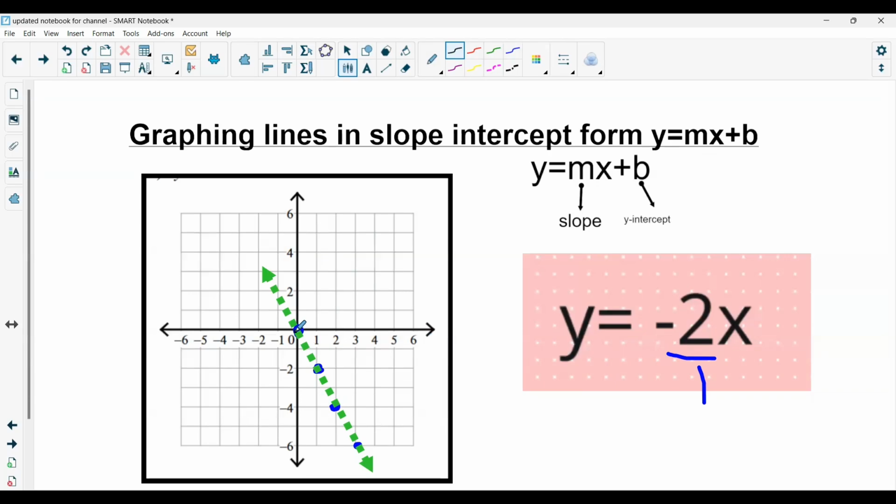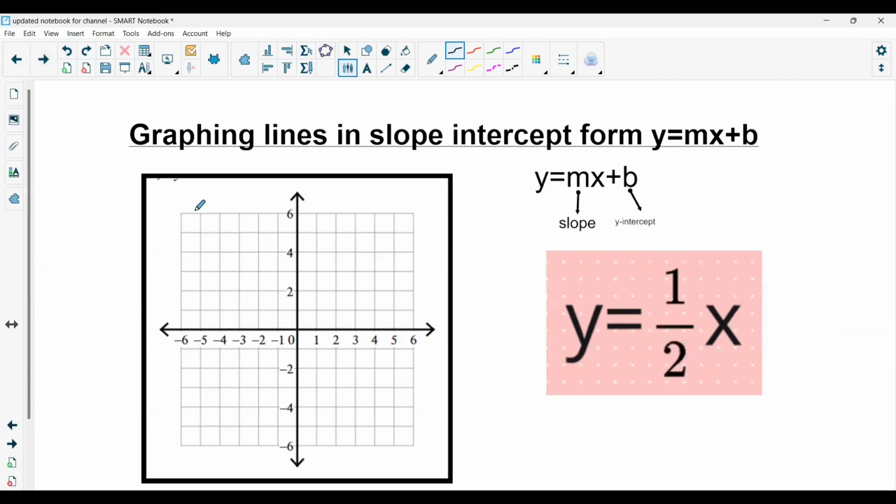Our y-intercept is 0 because we don't have a number back here. So we started at the origin. And our slope is negative 2 over 1. So let's go down 2 and over 1. I touched my point. Down 2 and over 1. Same here. Down 2 and over 1.